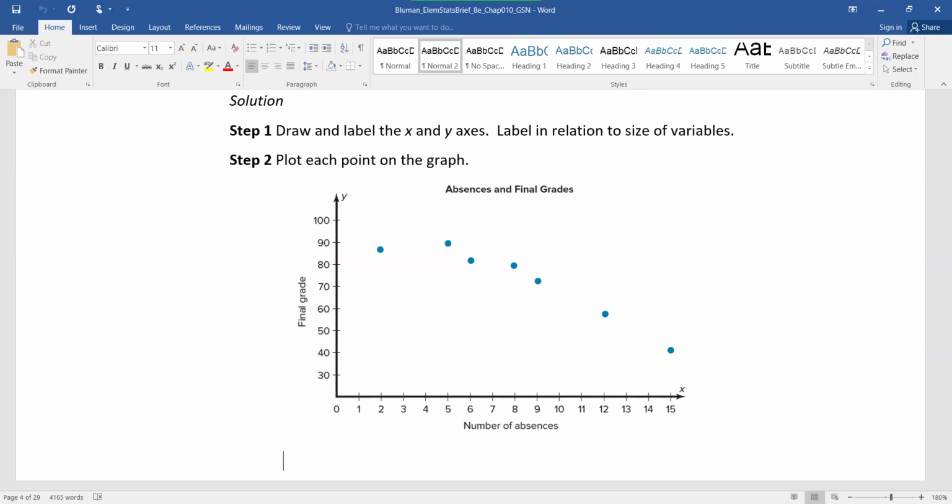Is a 2 to 15. I'm going to go by ones in that case. You might be able to argue by twos, but you have 7 data points, so you don't want things to kind of stack on top of each other. But regardless, you could do however you want.